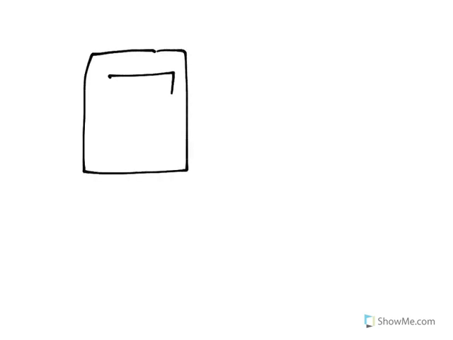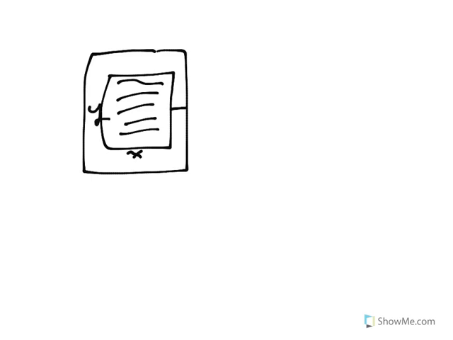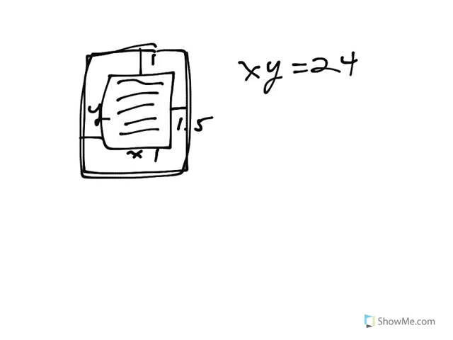Another scenario is I want to make a page of text. So there's two rectangles. The text rectangle has dimensions x by y, and the left and right margins are going to be 1.5 on each side, and the top and bottom margins are going to be 1 inch on each side. And if we're told that the text is 24 square inches of text, they want to know what dimensions for x and y would minimize the size of the large piece of paper.